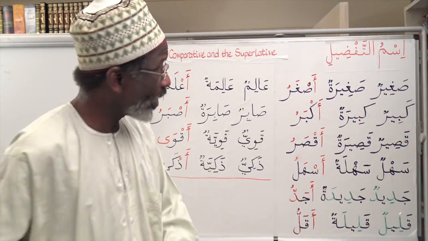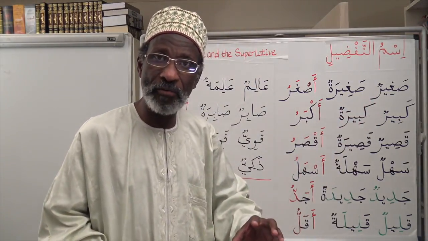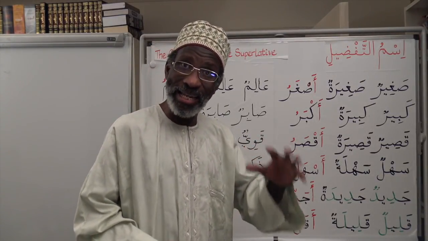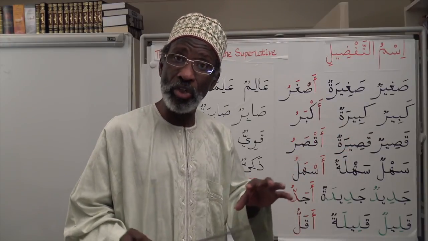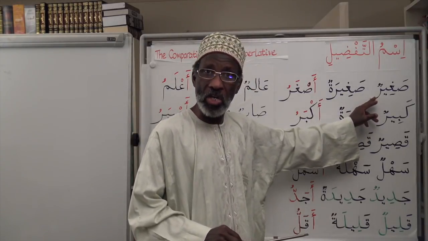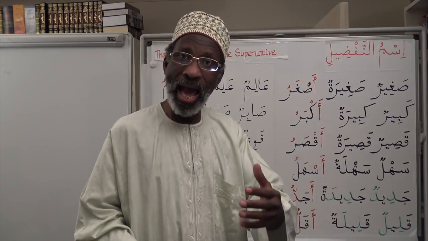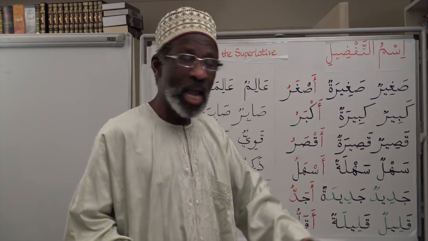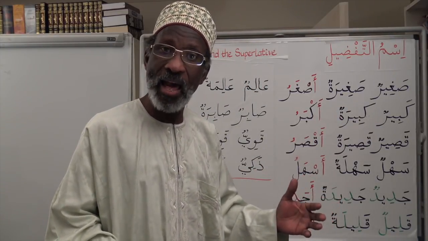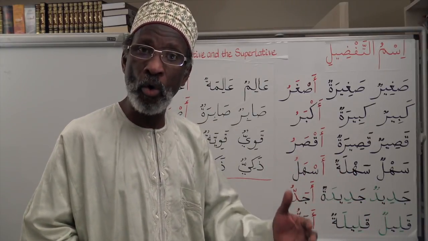Now, the first thing we need to note is that the comparative in Arabic comes from the adjective, and the elative itself is gender neutral. Now let's look at this adjective, for instance. صغير means small, and that's masculine. You will say هذا ولد صغير, and صغيرة also means small. That's feminine. هذه بنت صغيرة. This is a small girl.